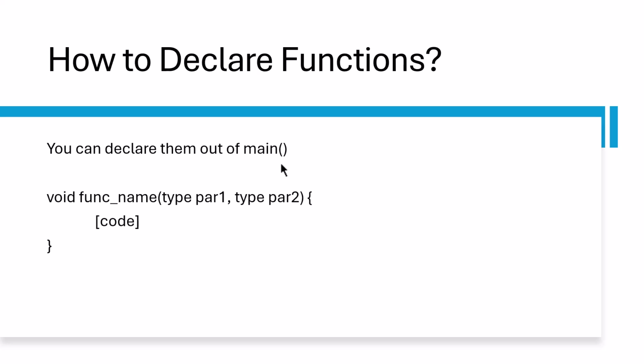I already said this before, but you can declare functions out of the main function. And the way you do that is you go void and then you find a name for your function. And if it will take parameters, you type the type of your parameter. If it will use more than one parameter, you can go ahead and type as many parameters as you want in this format. And then in between these curly brackets, you write your code. And every time the function is called, it is gonna do whatever code in here says. Let's go over this again with an example.